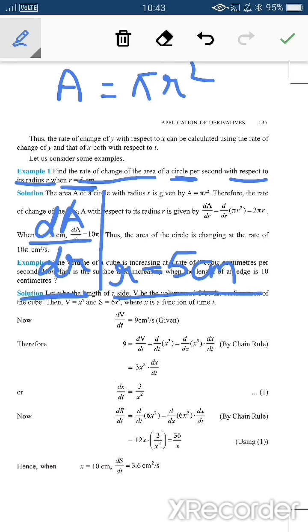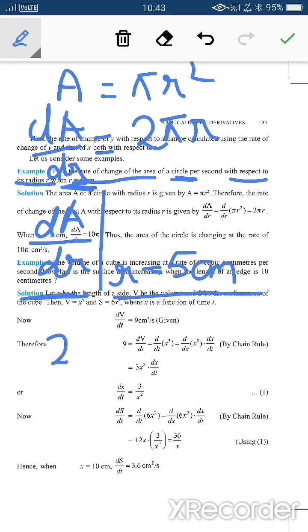How will you find it? First of all, you have to find dA by dr. dA by dr means you have to differentiate with respect to r. So it will be 2 pi r. The 2 will come down, right? So 2 pi r. So you got it, 2 pi r when r is equal to 5 centimeter.